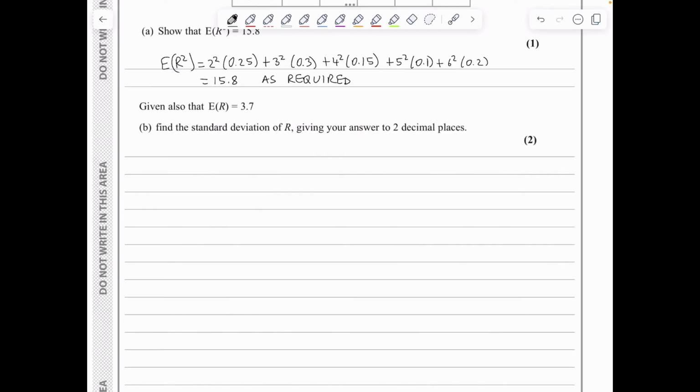Given also that the expectation of R is 3.7, we need to find the standard deviation to 2 decimal places. Well, we know that the variance of R is simply the expectation of R squared minus the expectation of R all squared. So this is going to be 15.8 minus 3.7 squared, which gives an answer of 2.11. This means that the standard deviation is simply the square root of the variance, the square root of 2.11, which is 1.45.